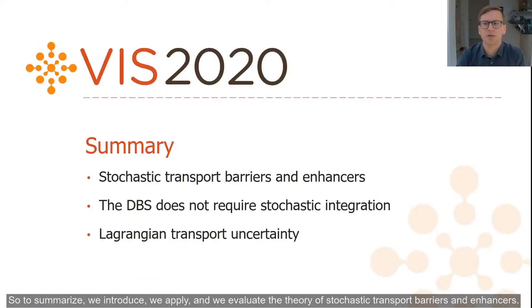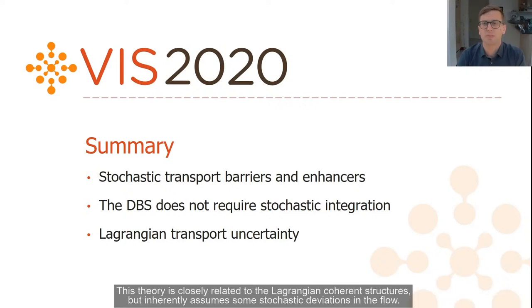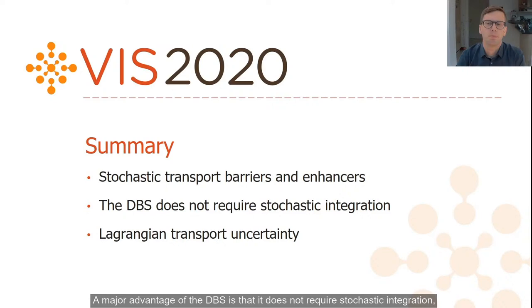So to summarize, we introduce, we apply, and we evaluate the theory of stochastic transport barriers and enhancers. The theory is closely related to the Lagrangian coherent structures, but inherently assumes some stochastic deviations in the flow. A major advantage of the DBS is that it does not require stochastic integration, but it ignores the absolute scale of stochastic deviations. To address this, we developed a visualization of transport uncertainty in the Lagrangian frame.